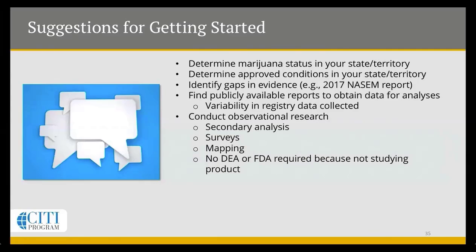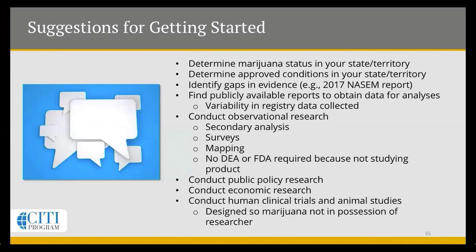And then conduct observational research, secondary analysis, surveys, and mapping, because as previously mentioned, there's no DEA or FDA required because you're not studying the actual product. You can conduct public policy research, economic research, and you can do human clinical trials and animal studies as long as they're designed so that the marijuana is not in the possession of the researcher.